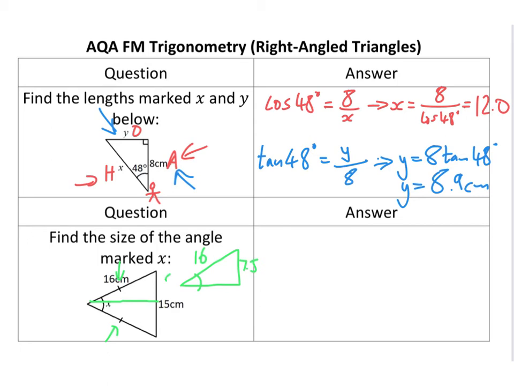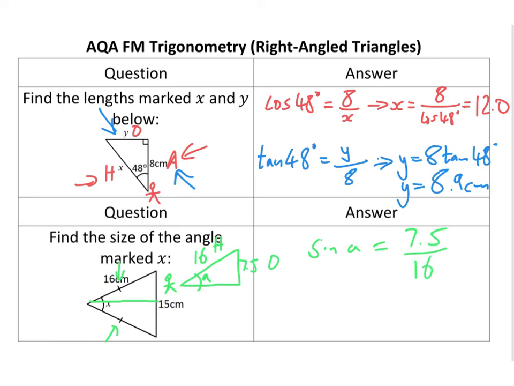So let's remember that I'm stood here, that's opposite and hypotenuse. So I'm going to be using sine. If I call this a or something for now, sine of a is 7.5 over 16.